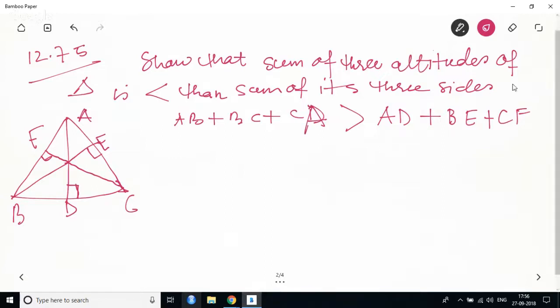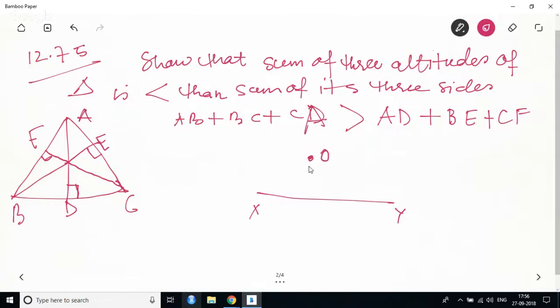Now try to understand. There was one theorem which I didn't prove, and that theorem would be utilized here. And what was that theorem? I'm discussing that theorem and then I'll remove it. Suppose there is a point O and this is a line, suppose XY.